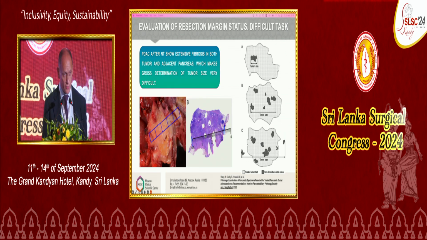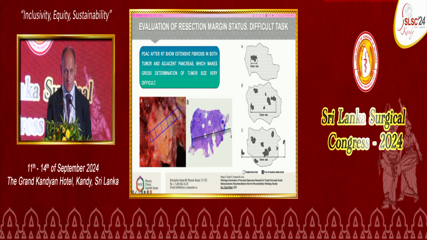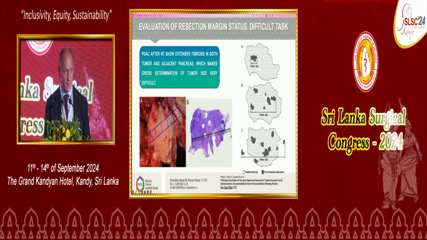The other thing that you should keep in mind when you take a patient with borderline resectable or locally advanced cancer for the operation after neoadjuvant chemotherapy is that the response may be different, and you could suppose that some of the tumor parts can be localized in this fibrotic tissue, either inside the tumor or in the peritumoral space.